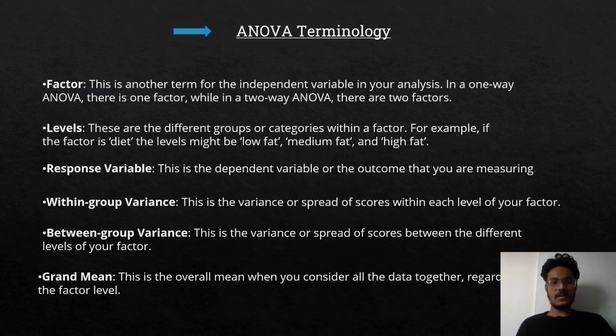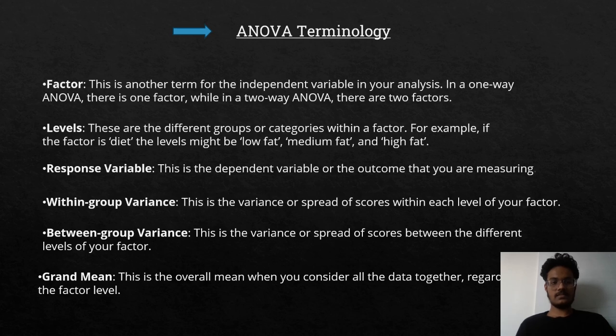What are the different terminologies we use in ANOVA? The first one is factor. This is another term for the independent variable in your analysis. One-way ANOVA includes one factor and two-way ANOVA includes two factors.